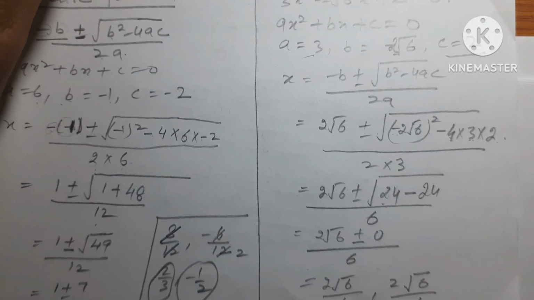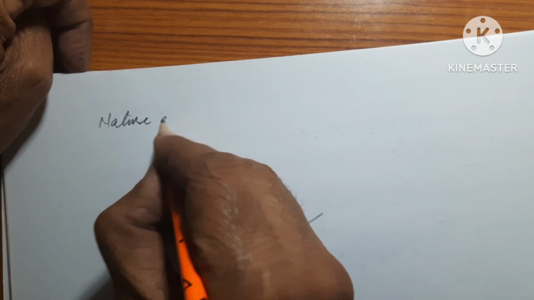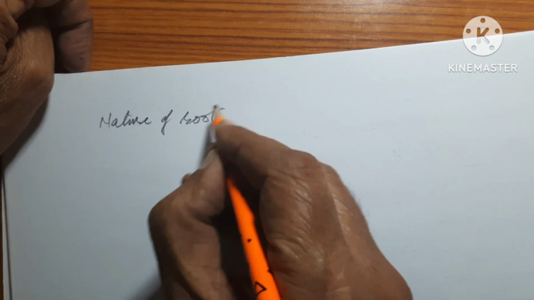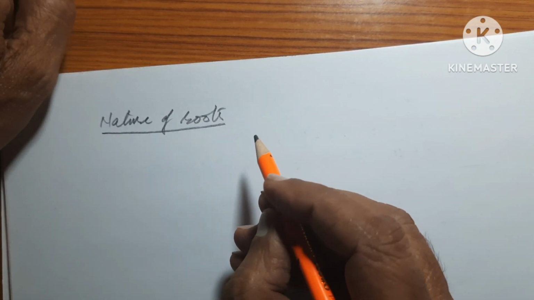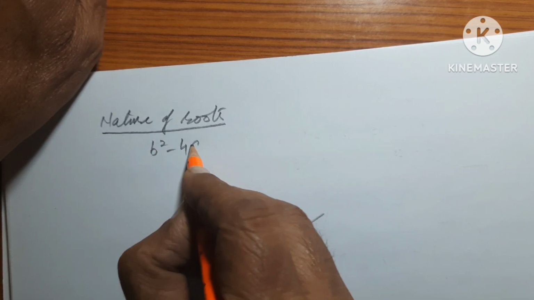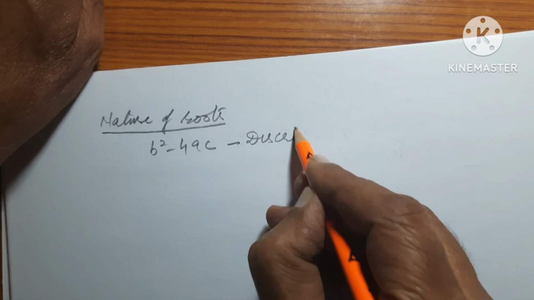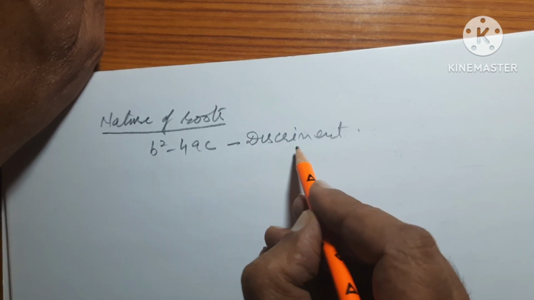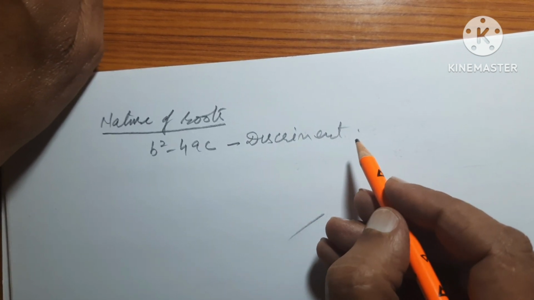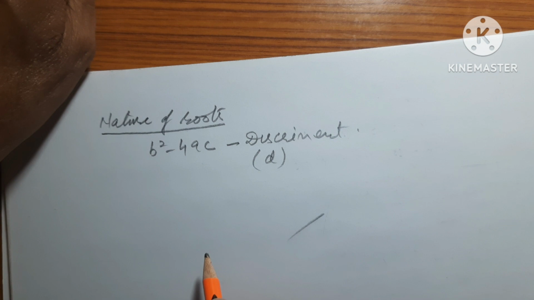So you can write like this. Next topic is nature of roots. How you can find what type of roots the given quadratic equation has. This b square minus 4ac, which we have used earlier, is known as discriminant, normally denoted by D.